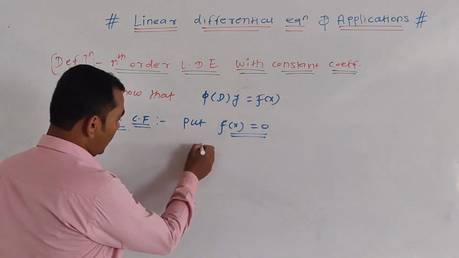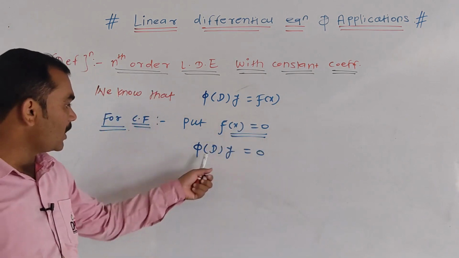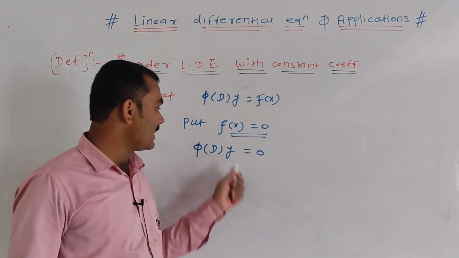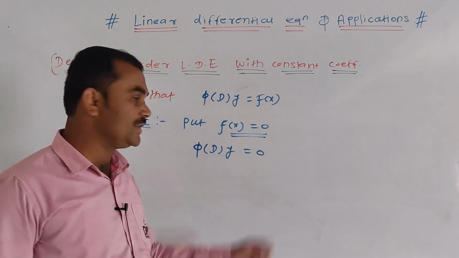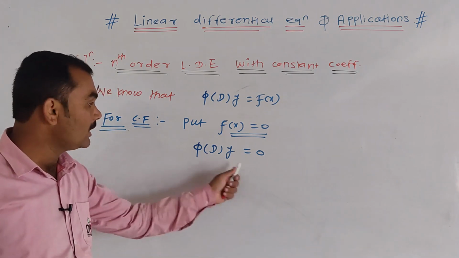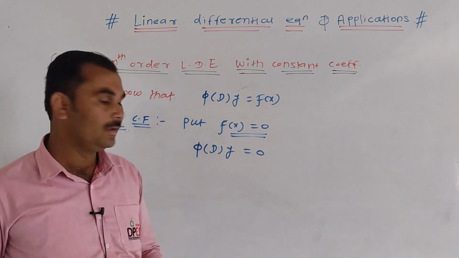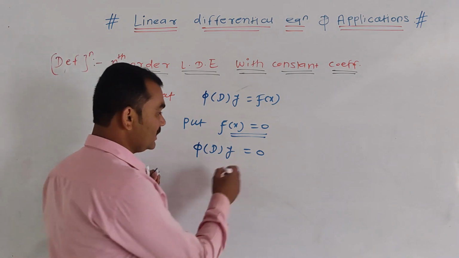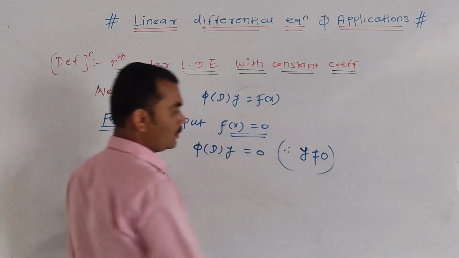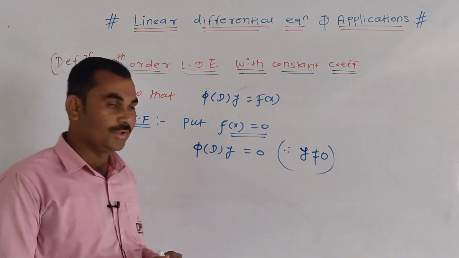So what will it become? Phi of D into y is equal to 0. Here the product of two terms, phi of D and y, is 0. One term is phi of D and another term is y. The product of these two is 0. So what is the meaning? One of the two is definitely 0. Either phi of D is 0 or y is 0. But this y is the solution. We have to find the value of y. That is a non-zero solution. Since y is not equal to 0, because we have to find the non-zero solution.